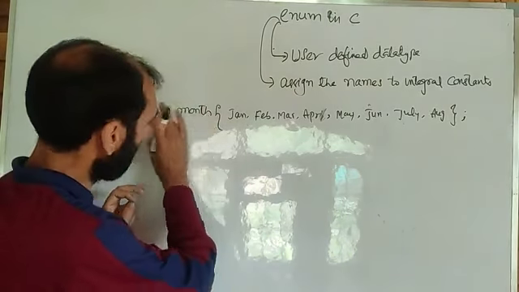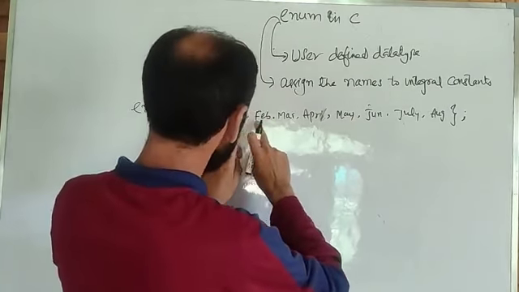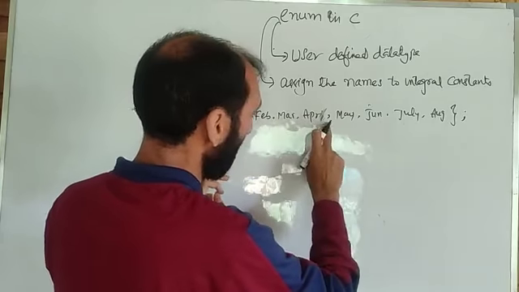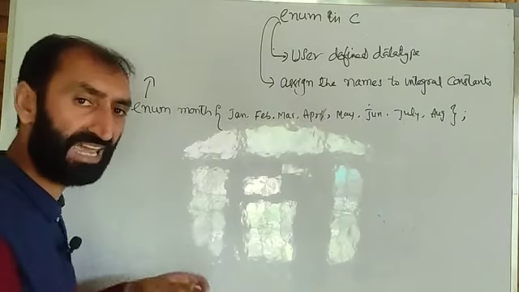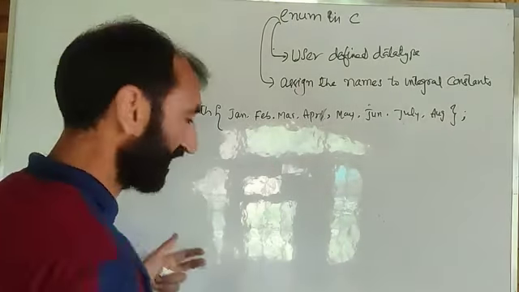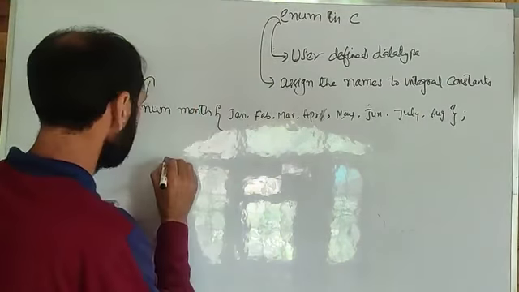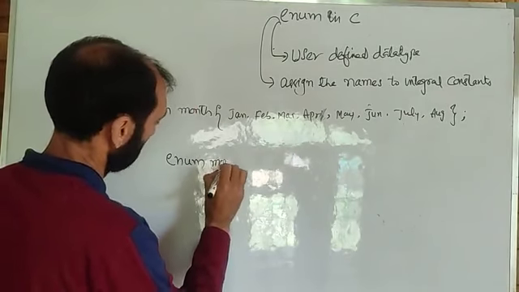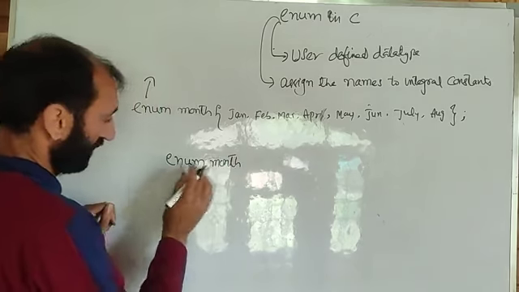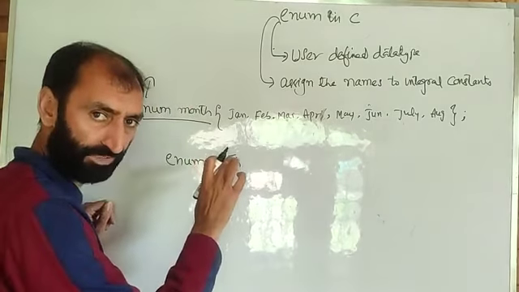So name of enum. These are the values: January, February, March, April, May, June, July, August. For example, now I am going to declare the variable of type enum, just as we declare the variable of type structure. So here simply I will write enum, then month, and complete. This enum month is the name of the data type, a user-defined data type.